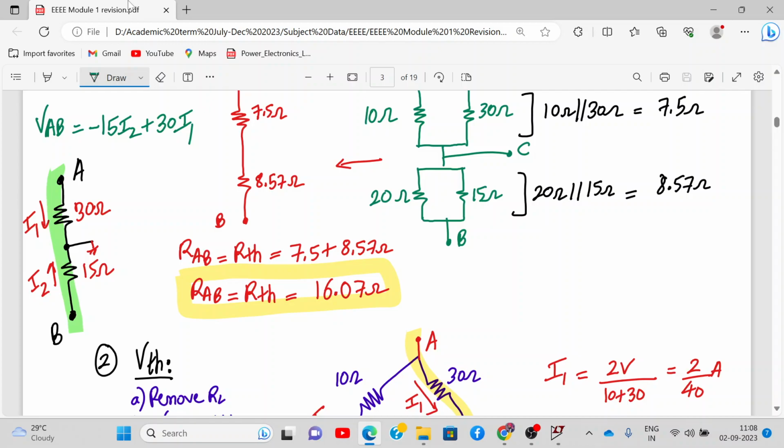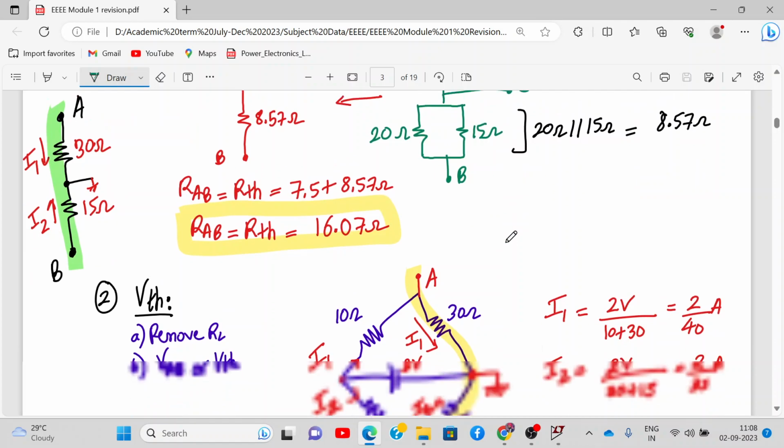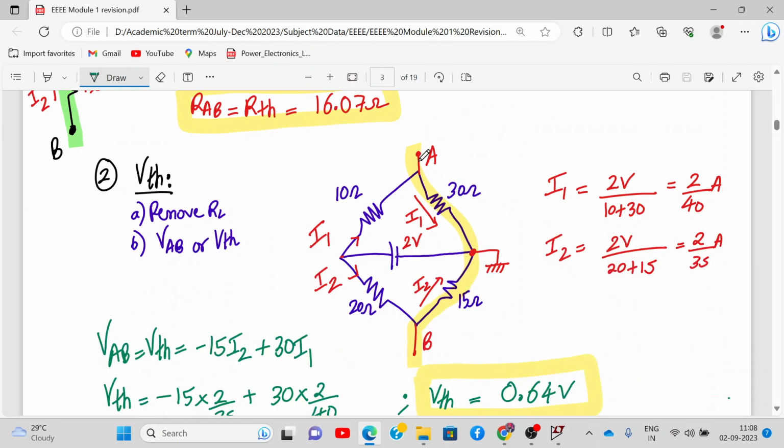Are you understanding? Okay, sir. Yes, sir. The same thing we have done over here. So always start from B and then go up. If the current is in the same direction, then treat it as negative. If it is in the opposite direction, treat it as positive. Simple. Understood? Can we move on?